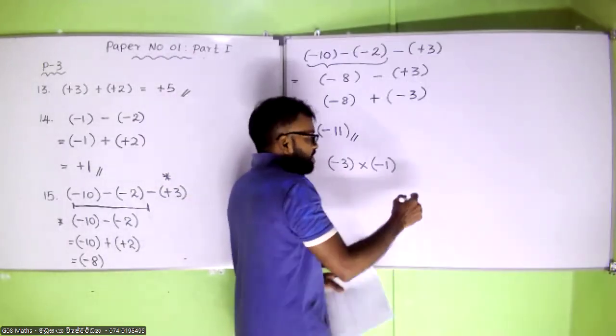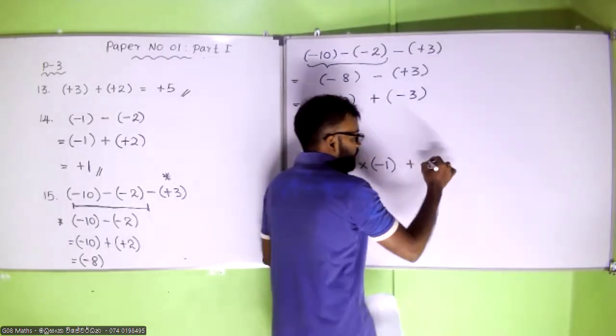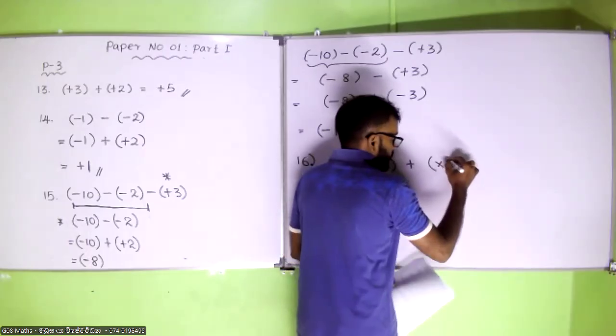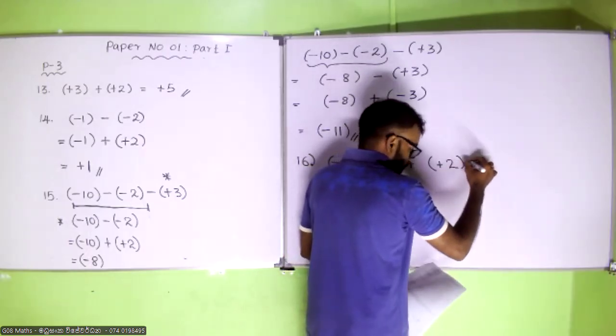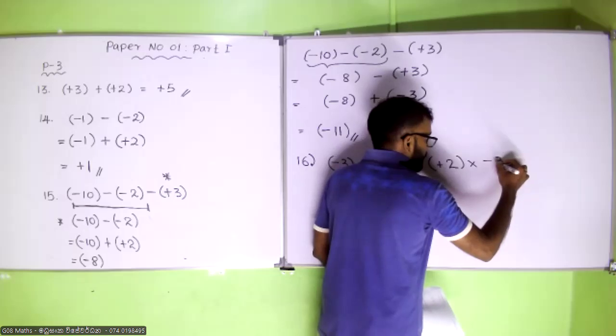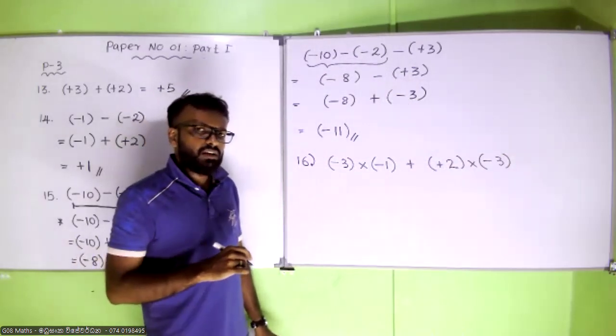Now you have to add positive 2 multiplied by negative 3. Right? So do you know how to do the sign conversion?